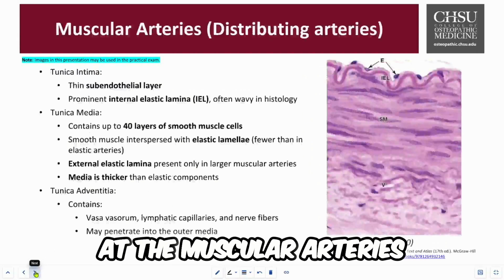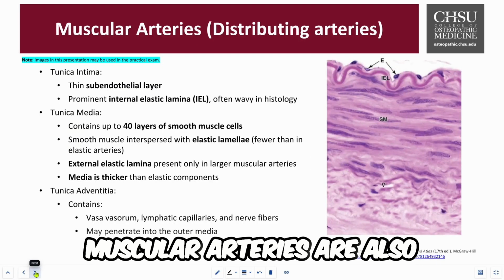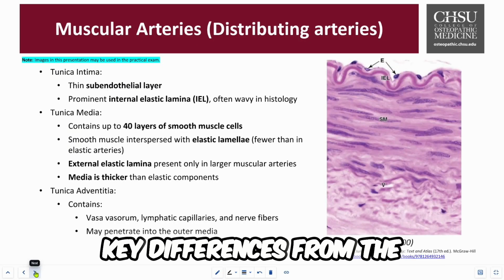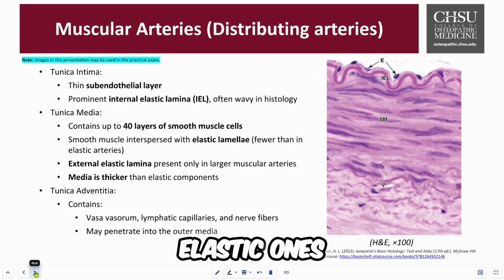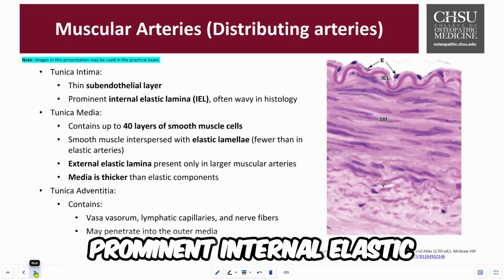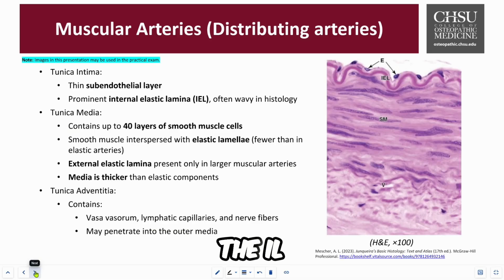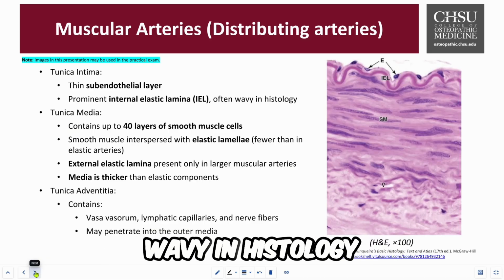Let's take a look at the muscular arteries, the distributing arteries. Muscular arteries are also known as distributing arteries because they have some key differences from the elastic ones. Starting with the tunica intima, it has a thin subendothelial layer and a prominent internal elastic lamina, the IEL, which is oftentimes very wavy in histology.